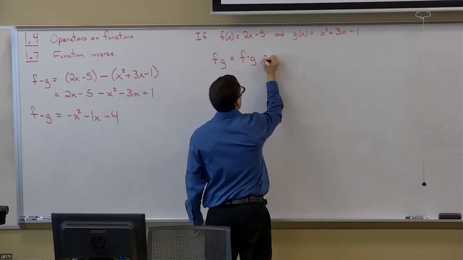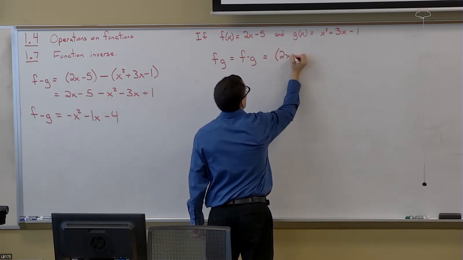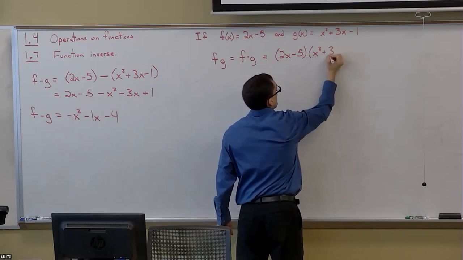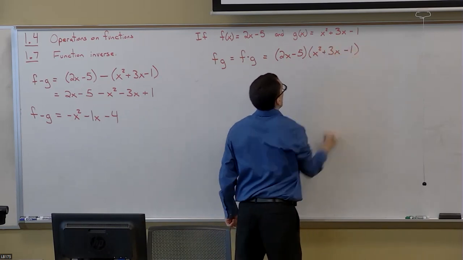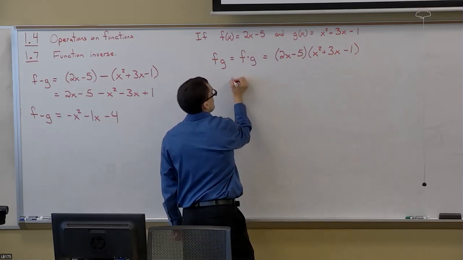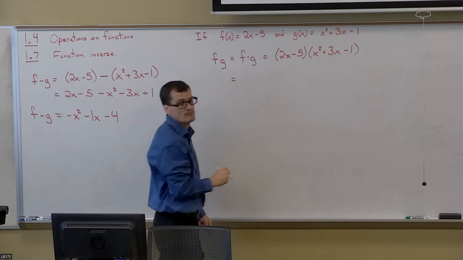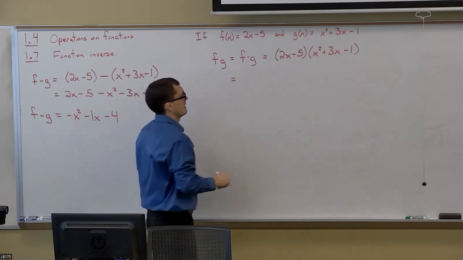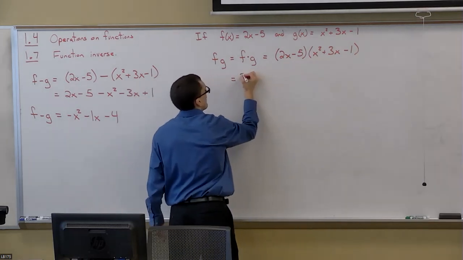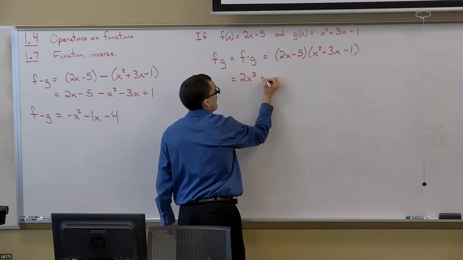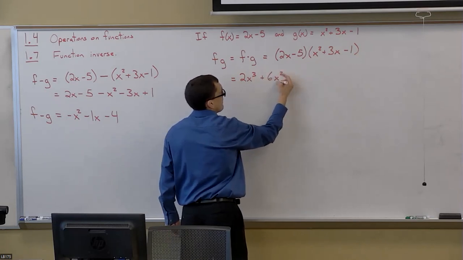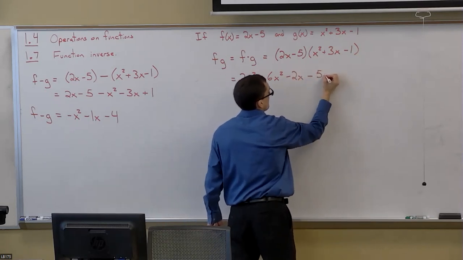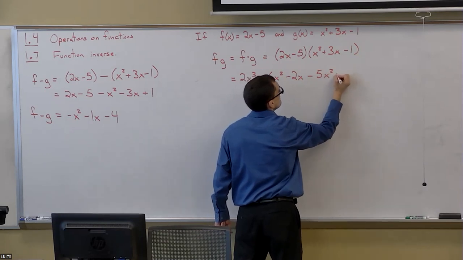But f times g, it's simply your expression for f multiplied times your expression for g. And if you were going to make that into 1 or try to simplify, you'd have to distribute the 2x. Hopefully we know how to multiply polynomials. And then distribute the -5.